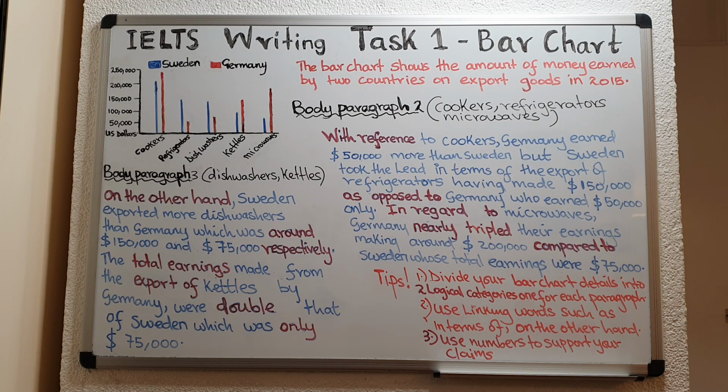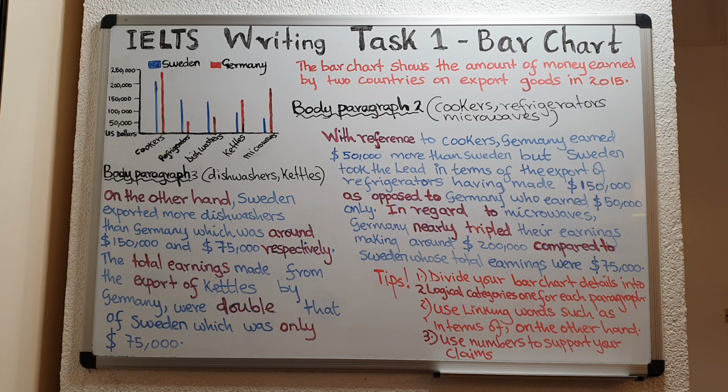So in terms of cookers, Germany earned more. But when it came to refrigerators, Sweden earned more. That's why I am using the linking words for contrast, but Sweden. Okay, so with reference to cookers, Germany earned 50,000 more than Sweden. But Sweden took the lead in terms of the export of refrigerators. Now I have to provide the numbers to support my claim.